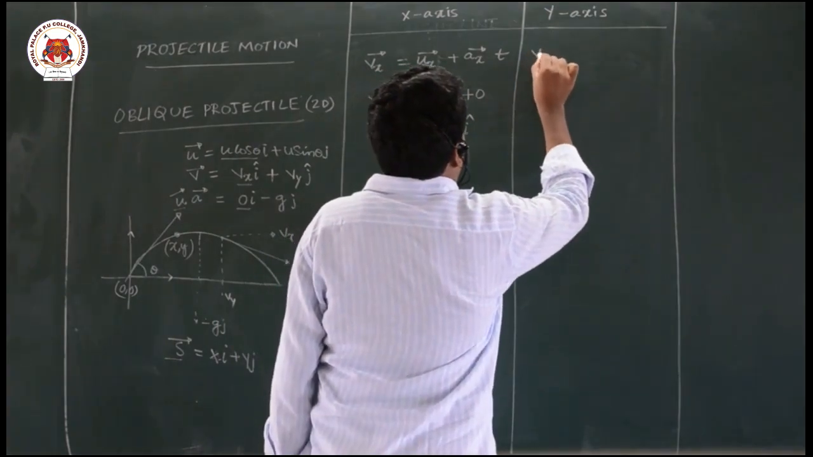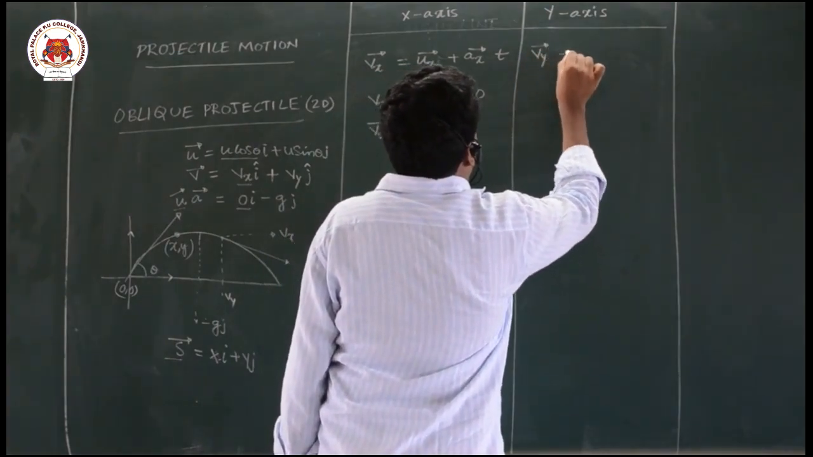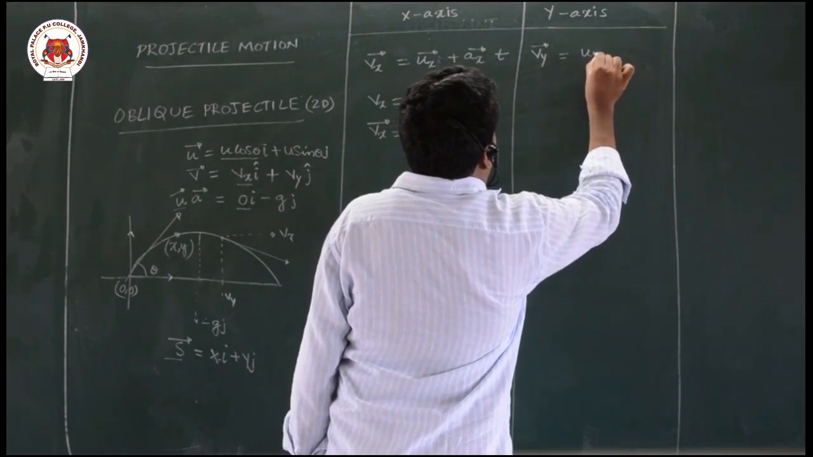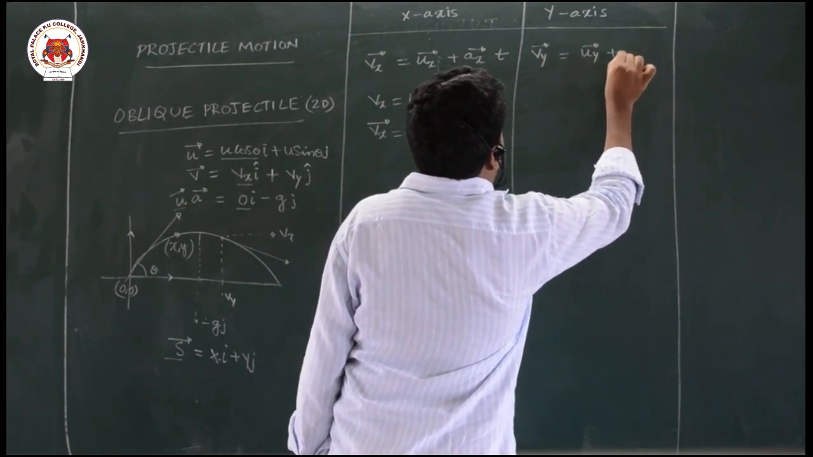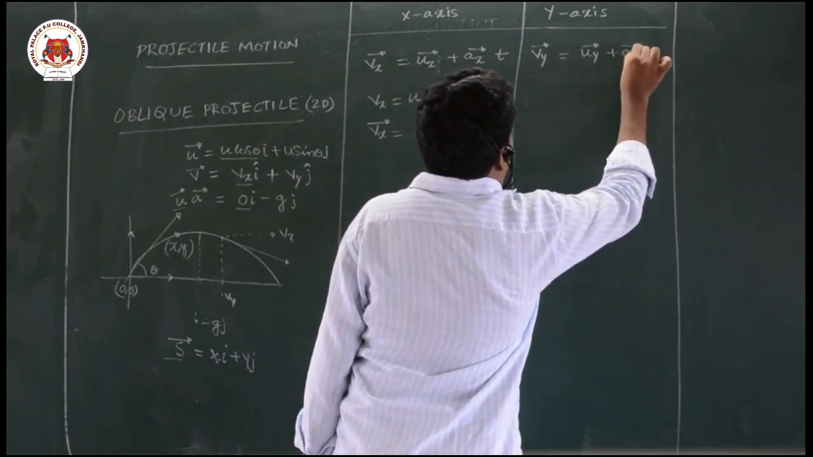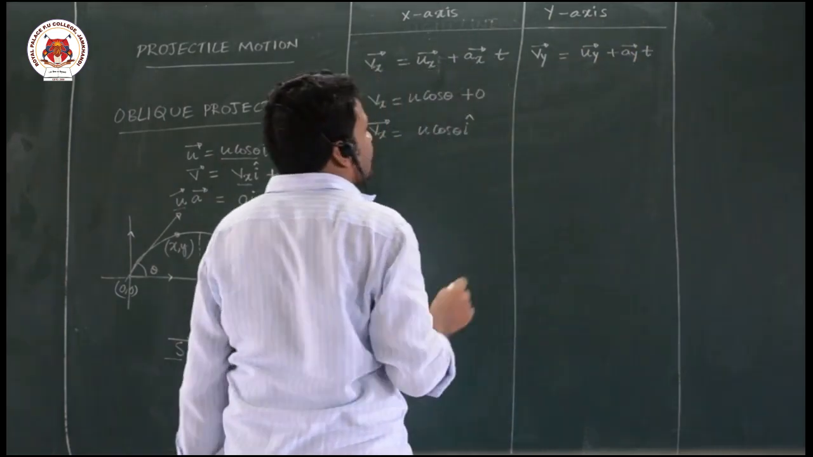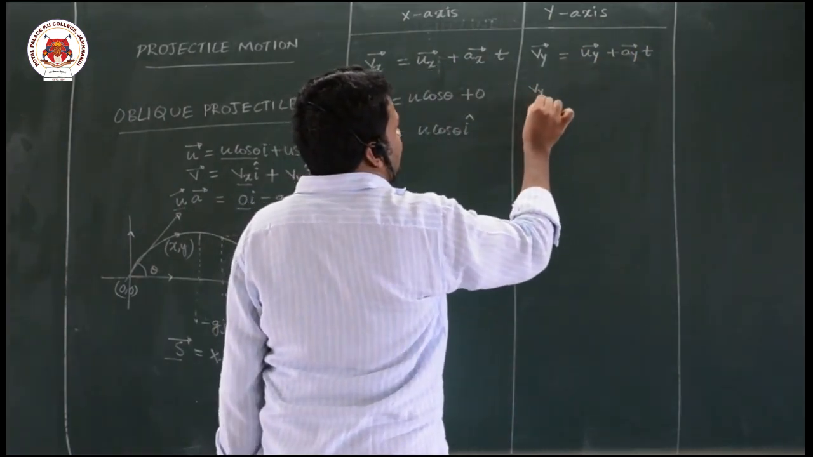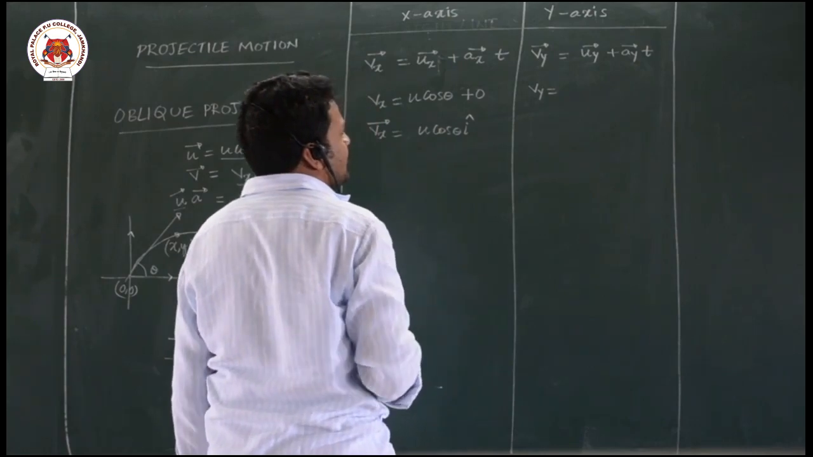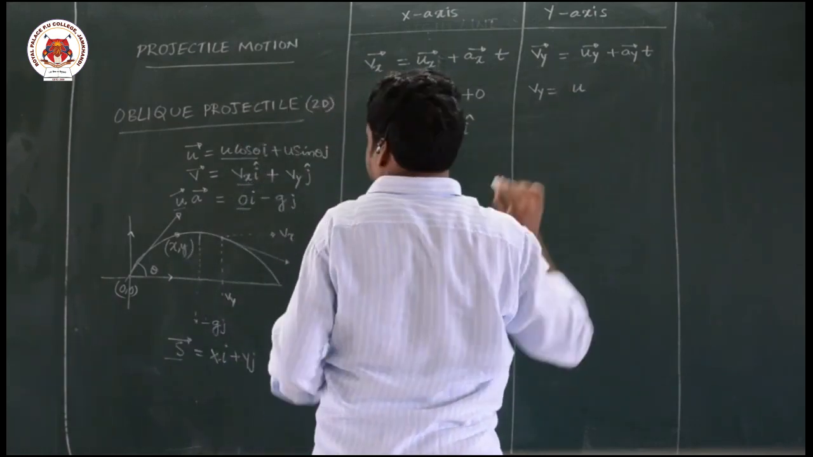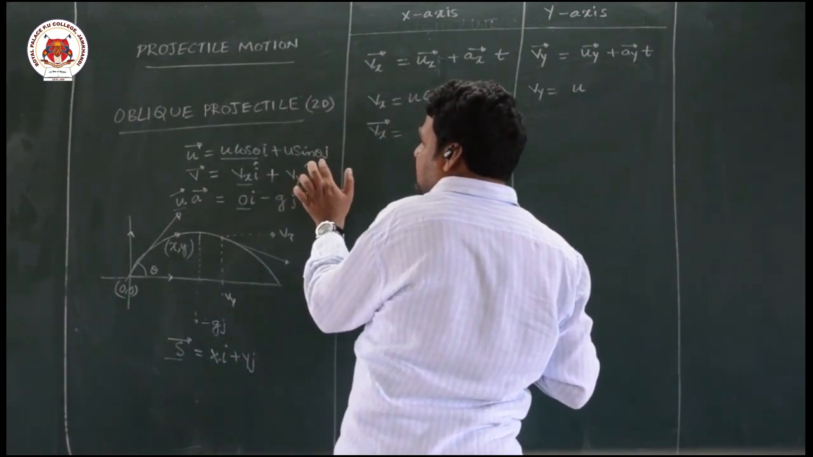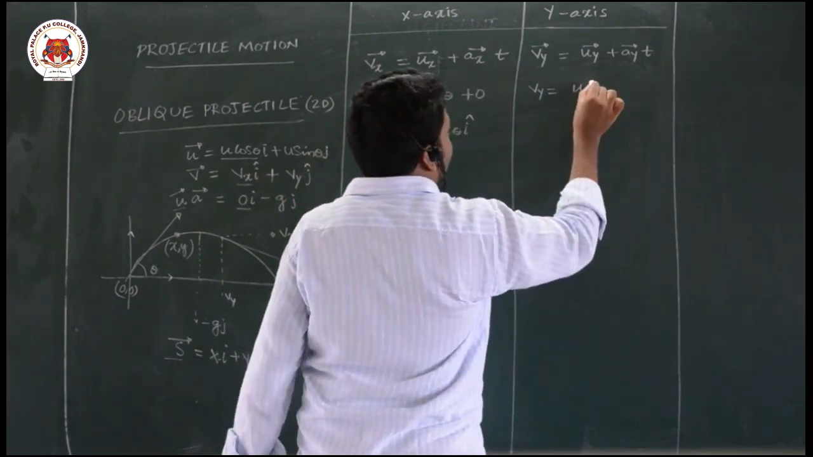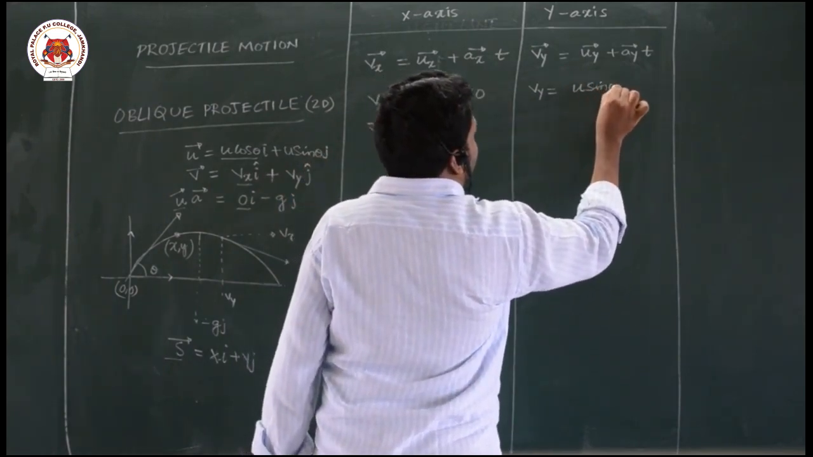Similarly, if you apply along y-axis, Vy bar is equal to Uy bar plus Ay bar into T. So what you will get? Vy is equal to u sin theta. You can observe here, this is the velocity component in y direction, u sin theta minus gt.